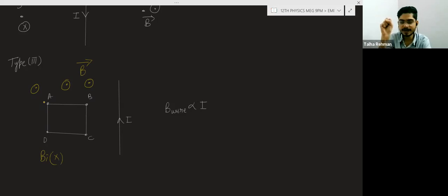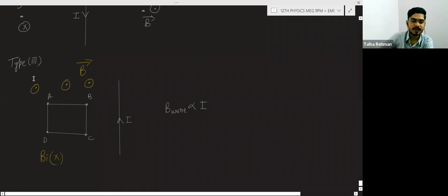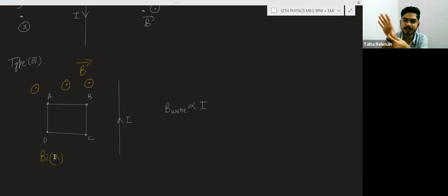When you apply the right hand thumb rule, point your thumb in the direction of the magnetic field and the curling of your fingers gives the direction of the induced current. So do this by yourself. Point your thumb in the direction of the induced magnetic field. The induced magnetic field is inwards, and your sense of curling will give you the direction of the induced current. So the induced current will be in this direction.